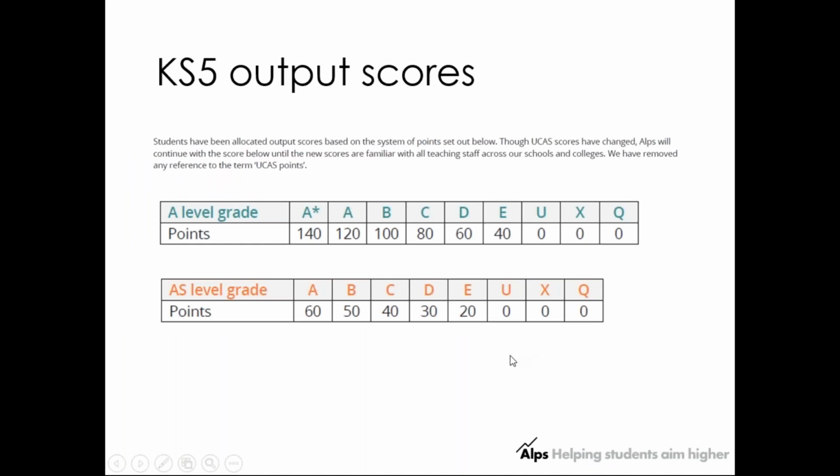And then what we're going to do is to compare that input score with their output score. Now at Alps, we are continuing to use the old UCAS points as an Alps points total for subjects. So you can see here what you were used to a couple of years ago with your UCAS grades. So an A star is 140 points, an A is 120, and so on.